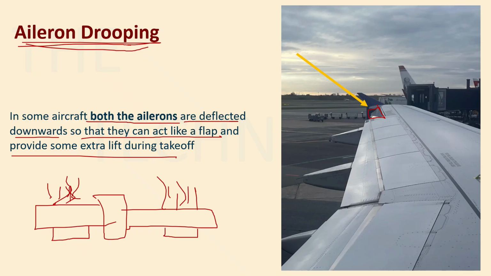In most of the Airbus aircraft, it is there. So they provide some extra lift during the takeoff phase of the aircraft, and then they can be switched to your aileron mode again, operating in asymmetric mode, in which the aileron surfaces will move opposite to each other, right? So just for your takeoff, aileron drooping is done so that you can get some extra lift by deflecting both of the ailerons in the same direction, right? So they can work like flaps, right?